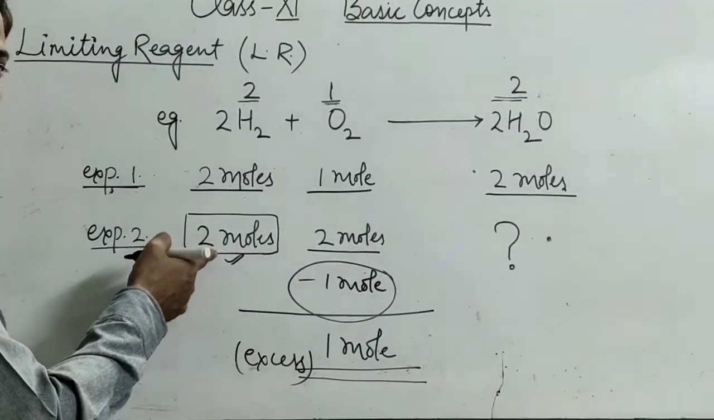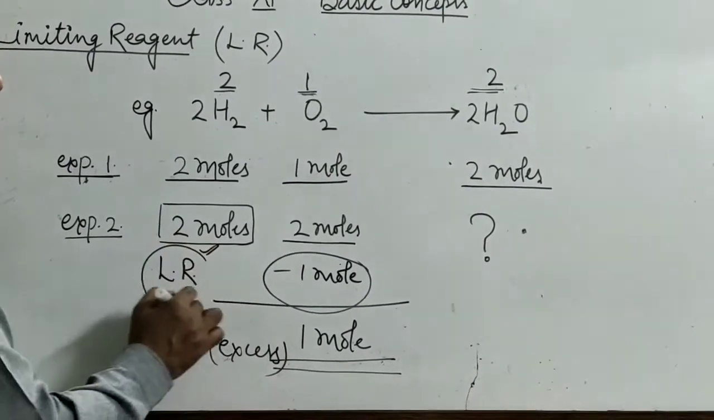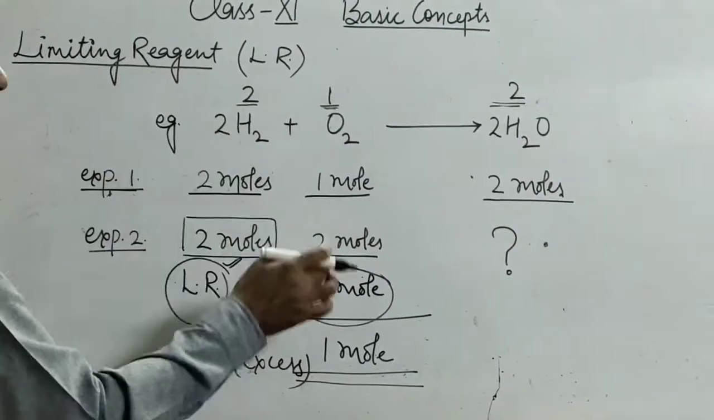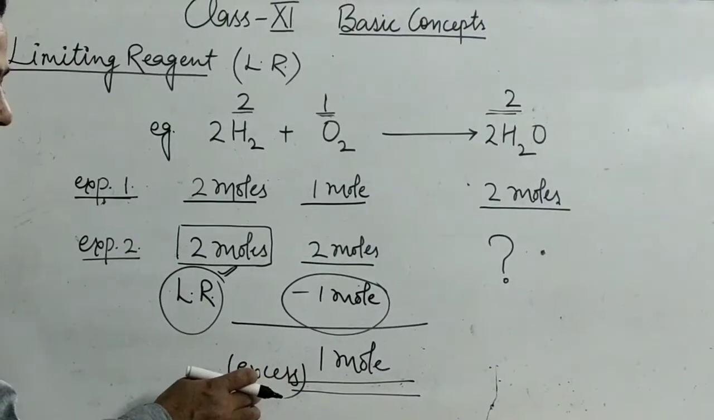2 moles of H2 are completely reacting. It is said to be limiting reagent. It is finished first in the container. That's why it is limiting reagent. Second reactant remains unreacted, so it is excess reagent.